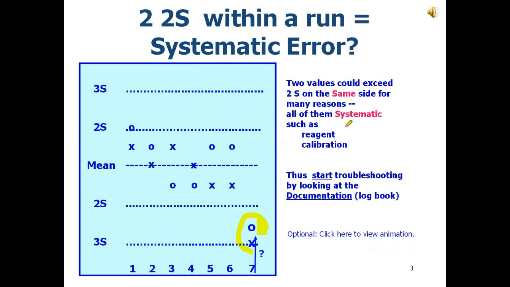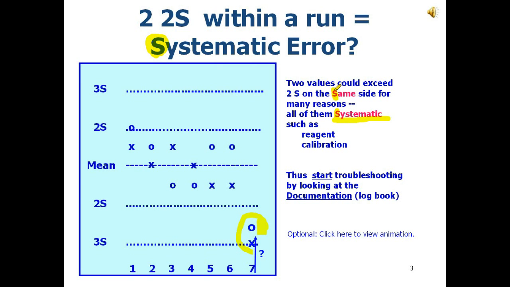Now systematic, Zoe, can you go up there and highlight the letter S in systematic? No. Not that one? Okay. The first, that's fine. The first letter in the word systematic is what? S. S is the same letter that begins the word same.